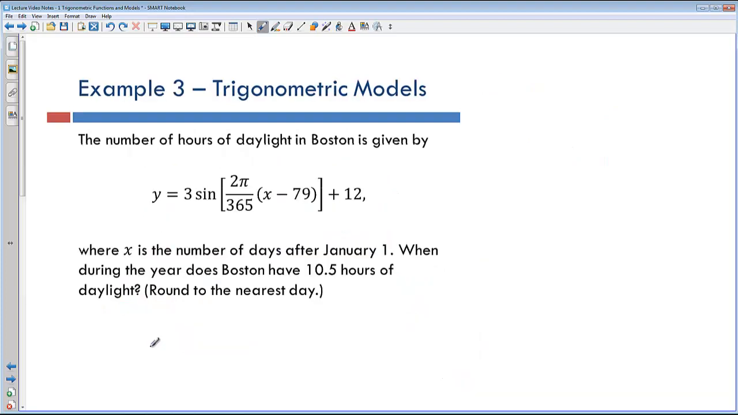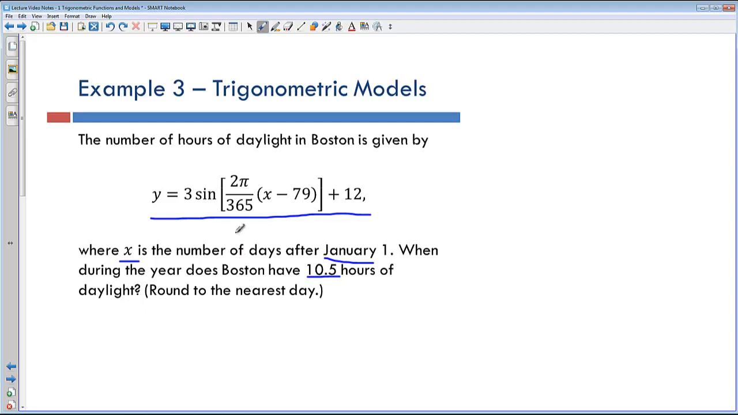All right, so one last problem with trigonometric models, a sort of applied problem. These are kind of nice because you can use your calculator to solve them. So it says the number of hours of daylight in Boston is given by this formula. y equals 3 sine of 2 pi over 365, x minus 79, and all plus 12, where x is the number of days after January 1st. And it says, when during the year does Boston have exactly 10.5 hours of daylight? And we'll round our answer to the nearest day.